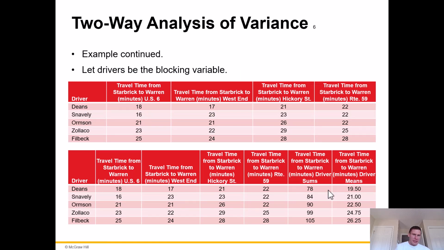So let's let drivers, as I said, be the blocking variable, right? You can see our drivers over here on the left, and then you can see our routes, and we've got the time in minutes. And if you look down here, we've again got the 5 drivers. We've got the travel time from Starbrick to Warren, the travel time from Starbrick to Warren to West End, and then to West End. And then you can kind of see how this is changing, right? We've got the driver sums in these far 2 right columns.